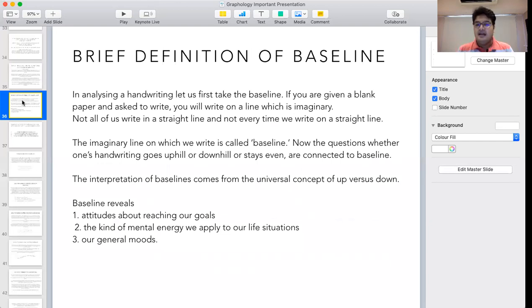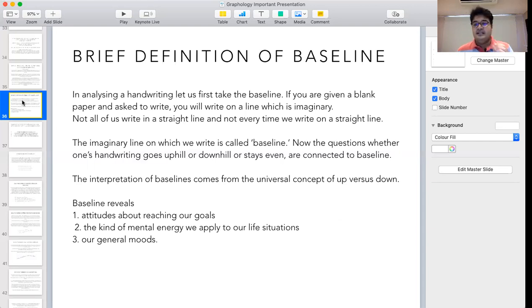In analyzing a handwriting, let us first take the baseline. If you are given a blank paper and asked to write, you will write on a line which is imaginary. Not all of us write in a straight line, and not every time that we write on a straight line. The imaginary line on which we write is called the baseline, as simple as that. Now, the question whether one's handwriting goes uphill or downhill or stays even is connected to the baseline.